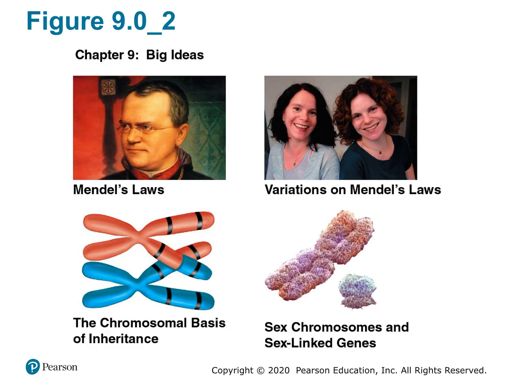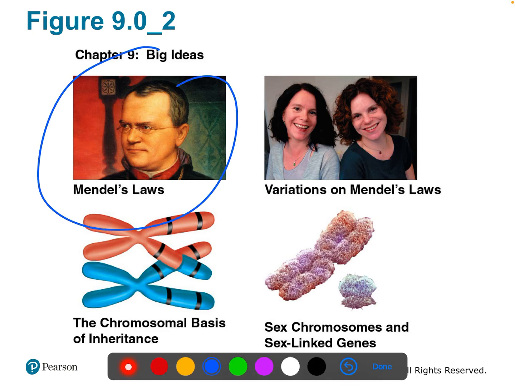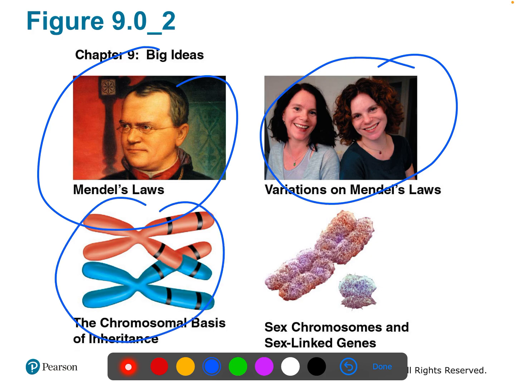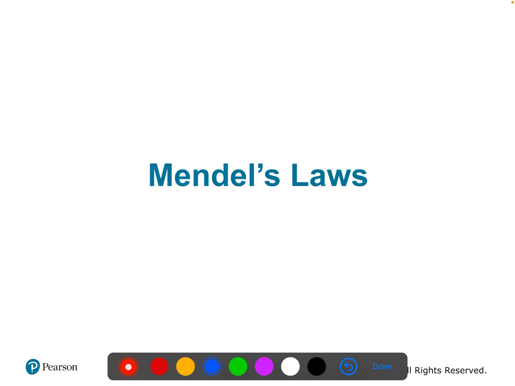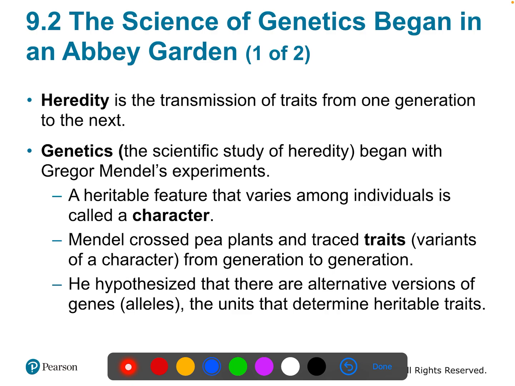In this particular chapter, we're going to be looking at genetics. We're going to be looking at Mendel's laws. We're going to be looking at some variations and special cases on Mendel's law and some non-Mendelian genetics. We're going to look at the chromosomal basis of inheritance, and then finally we're going to close up by looking at the sex chromosomes and the sex-linked genes that can be found on them.